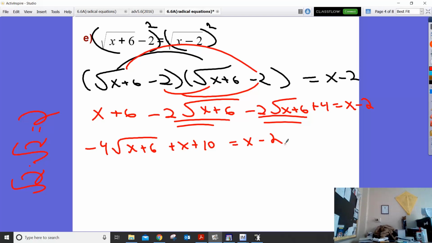All right, so now we have another radical. We went from 2 radicals to 1. Isolate. So I guess we should subtract an x from both sides. We should probably take away 10 from negative 2. Negative 12.